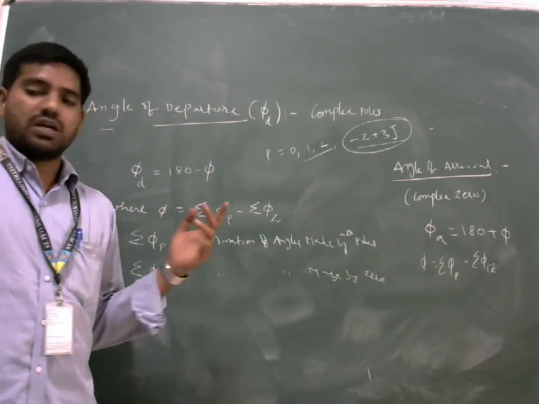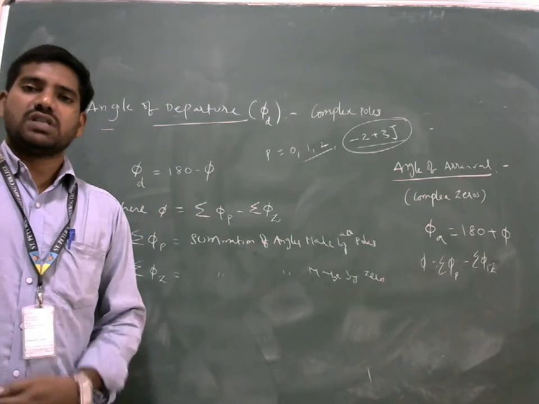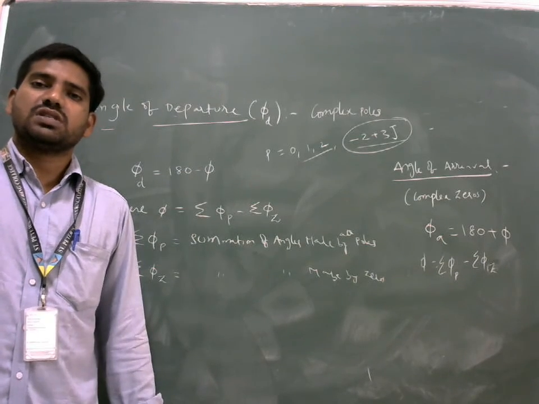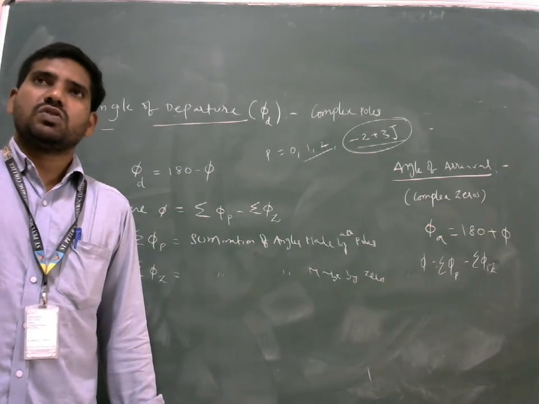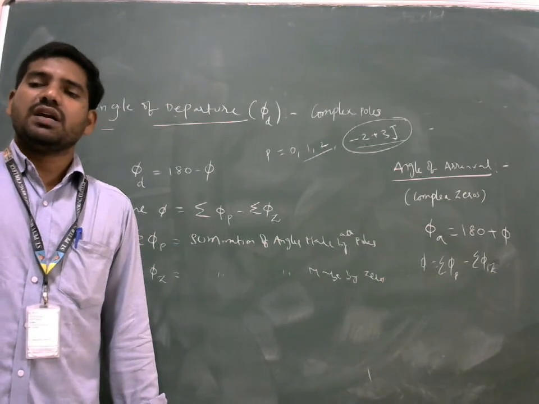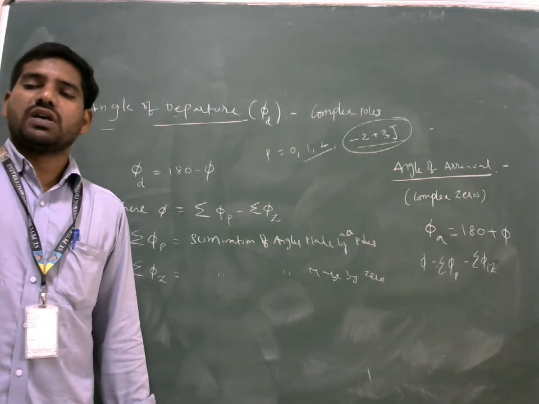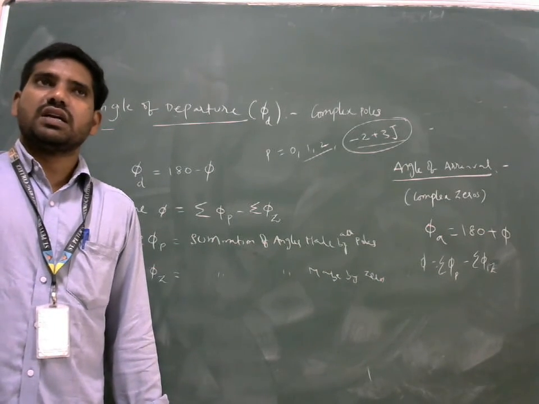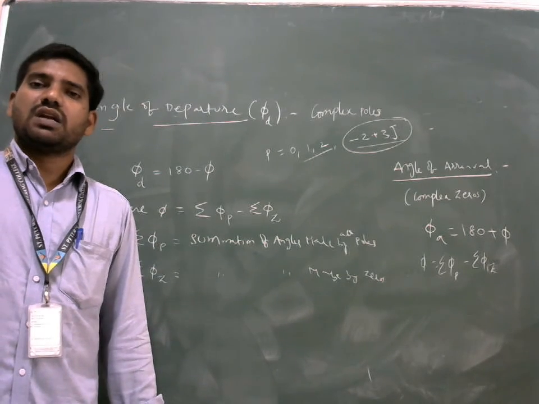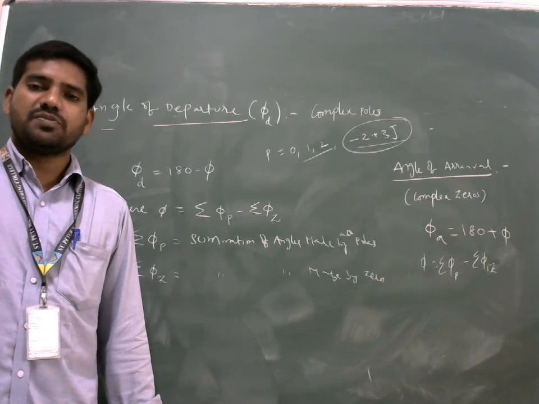Similarly, the third step is finding the asymptotes and the centroid. The formula for the asymptote angle is theta equal to (2q plus 1) into 180 divided by (p minus z). The centroid is the summation of poles minus the summation of zeros, divided by the number of poles minus the number of zeros.